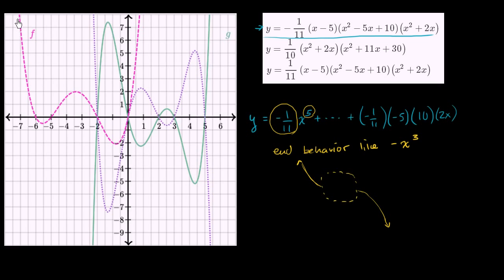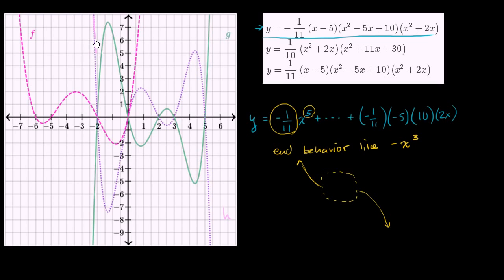Let's see. F starts high, then it goes high up again, so it's not that one. G starts low and ends up high. This starts high, ends up low. So the only one that's left, this actually kind of plays tricks with the eye, is the dotted purple one, which is, actually, do they even have a label on this? Well, we'll call that one H. That one is H. And let me highlight it because I know it's hard to see.